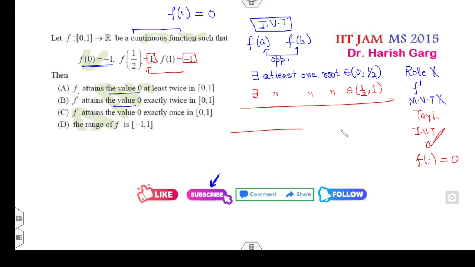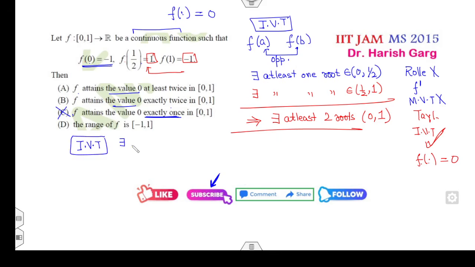So what does it imply? This implies there exist at least two roots between 0 and 1. At least two roots. So what about the third option? At least exactly once, that is cancelled. He said exactly two and exactly twice. Fine. Now you can see another major concept of IVT: whenever there exist roots, the number of roots is always odd.